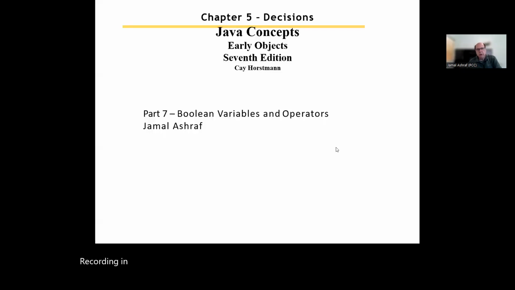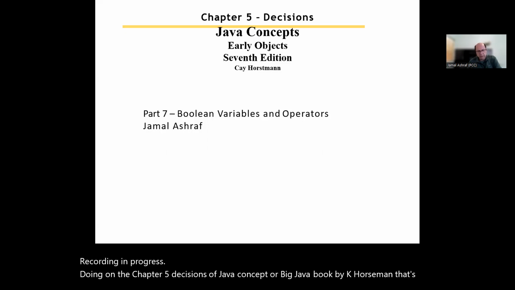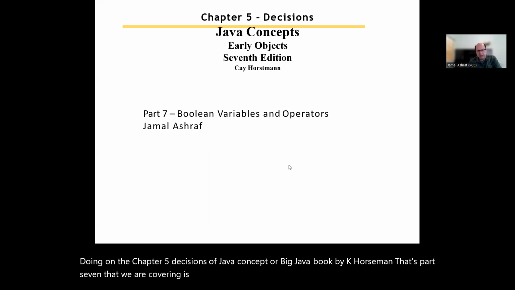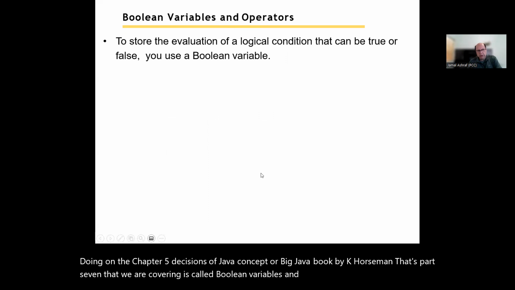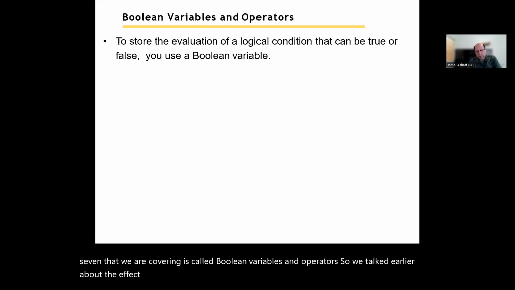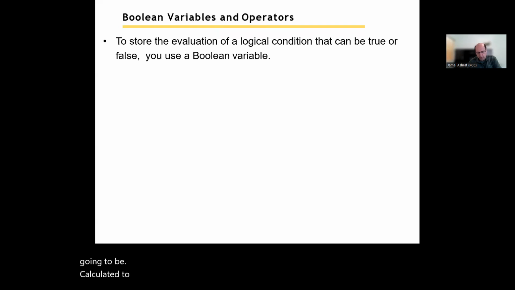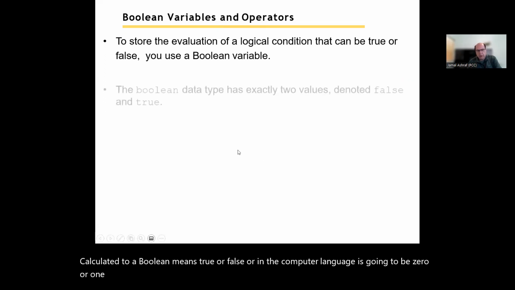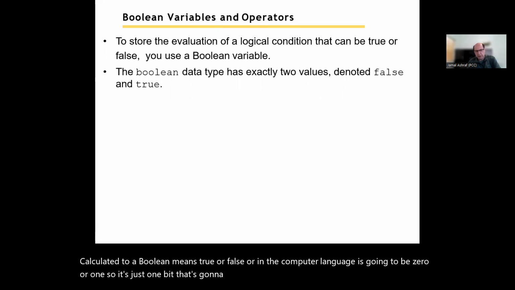Okay, we are continuing on chapter 5, Decisions, of the Java Concepts or Big Java book by Cay Horstmann. That's part 7 that we are covering, called Boolean variables and operators. So we talked earlier about the if statement and how the expression that you have inside the if statement is going to be calculated to a Boolean, meaning true or false, or in computer language, 0 or 1. So it's just one bit that's going to be used, and it only knows about true and false.